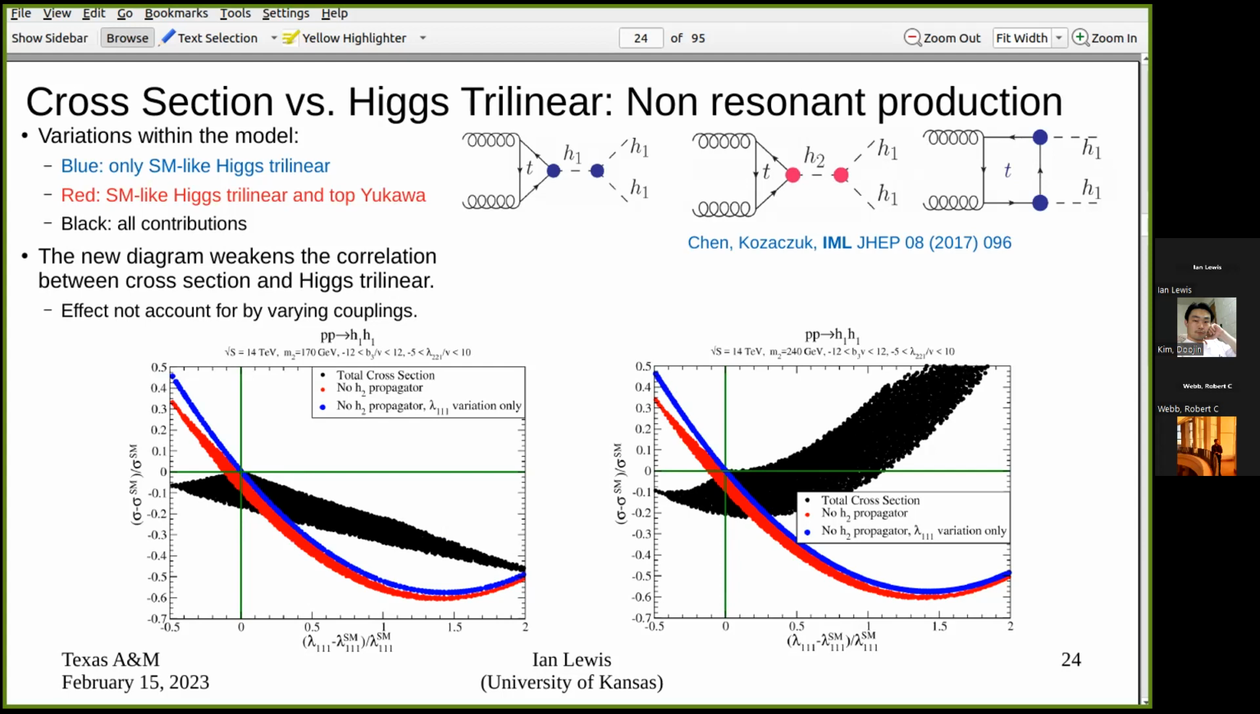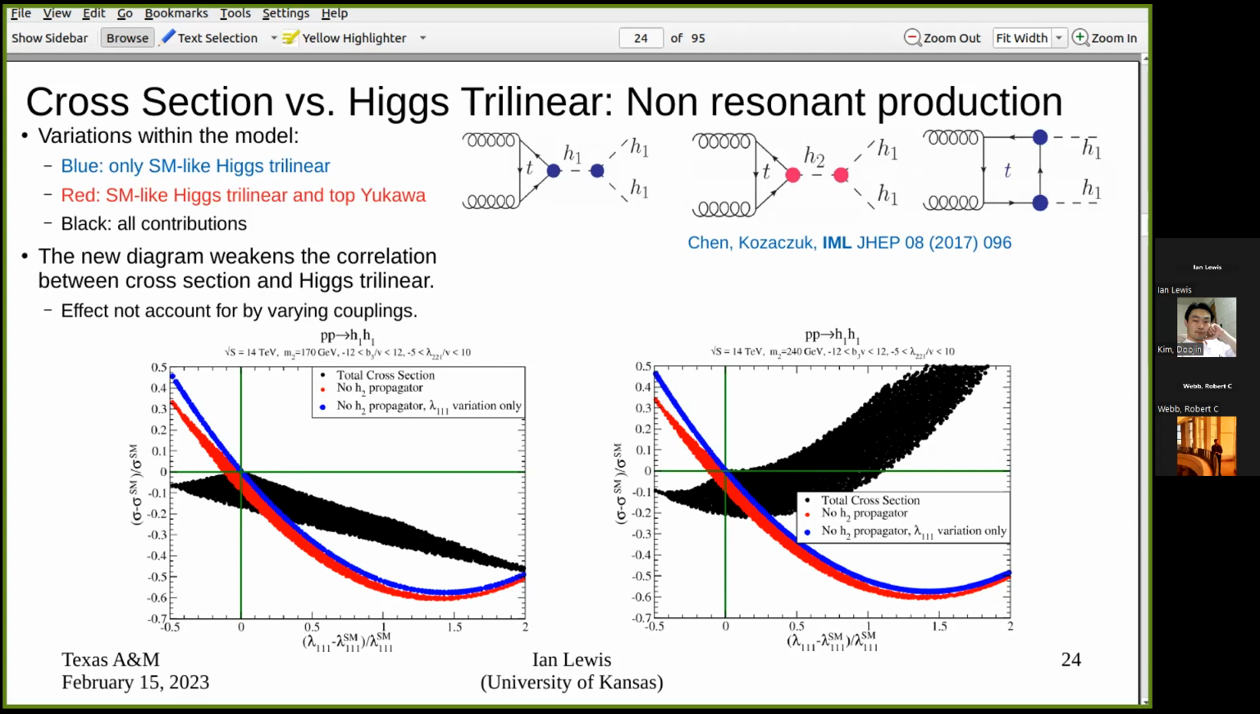The other thing you can do is the red dots here. I don't include this propagator, I include the first diagram and the last diagram, but now I allow the top quark coupling to vary within the singlet model. And again, with the red, you get a nice correlation. So if I measure the cross section, I have a nice bound. Now, I have a model, I have masses, and I know that quantum mechanically I have to put everything together. I have this middle diagram. Now, when I put in this middle diagram, the correlation disappears.